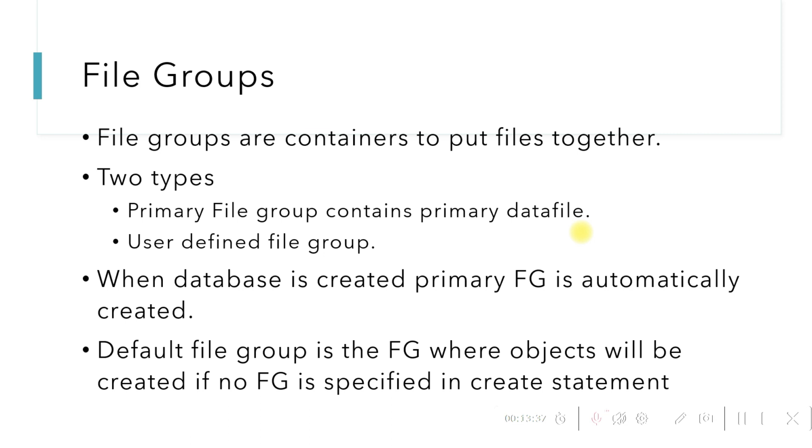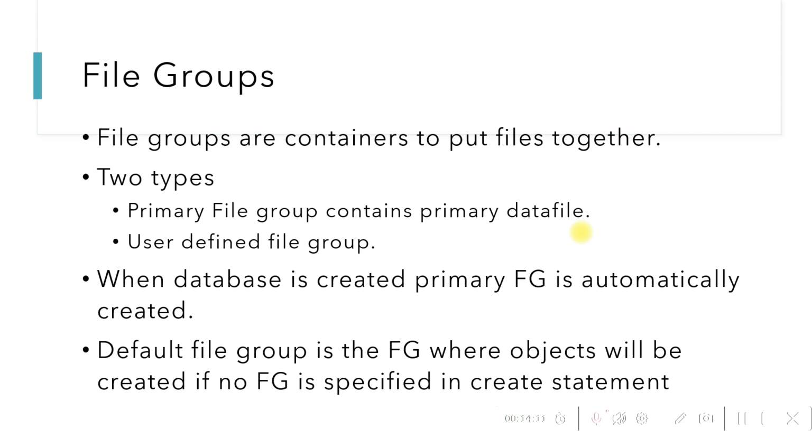There are two types of file groups. Again, the primary file group and user-defined file groups. The primary file group is the one which will contain your primary file. That's the first file that we create, the MDF file, which has all information about your database. So that will always go into the primary file group. And then you have user-defined file groups, which you can create as and when you want. When the database is created, the primary file group is automatically created. You don't need to do anything. That's the first one that's created.